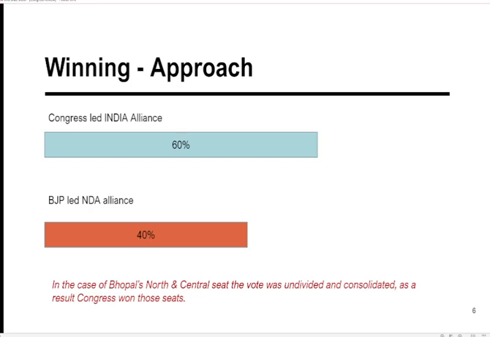A similar case was seen here in Bhopal, where in just recent elections, in Bhopal's north and central seats, a consolidated vote bank voted for Congress and it remained undivided. So it gained victory over there. And by the same formula at macro level, by the anti BJP India alliance, things could be favorable for Congress.